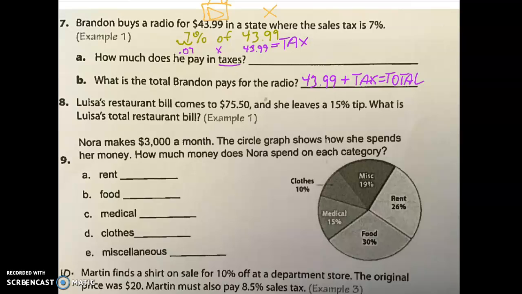Number 8, you're just finding percent of a number and then adding it to the original bill. Number 9, you have a couple of options here. I'm going to help you out on one. So number 9, Nora makes $3,000 a month. The circle graph shows how she spends her money. How much money does Nora spend on each category? So you have an option here. You can find percent of a number on every one.